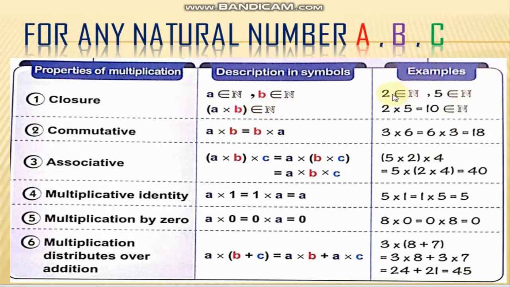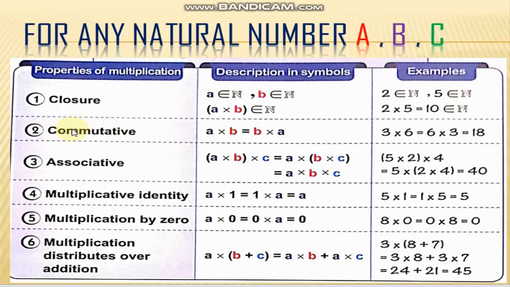For example, if we say that number 2 belongs to N and number 5 belongs to N, so 2 times 5 equals 10. The result 10 also belongs to N, the set of natural numbers. So multiplication of any natural numbers is closed in N.